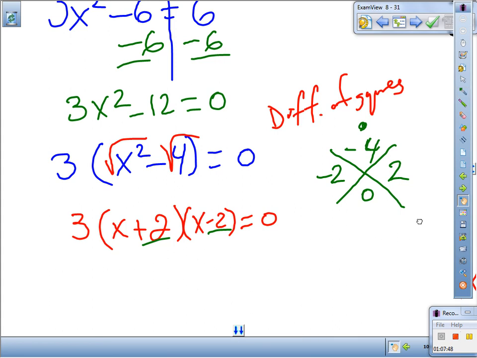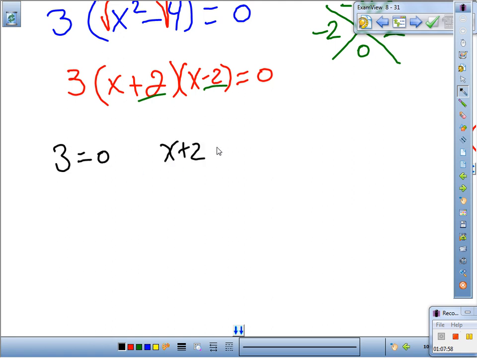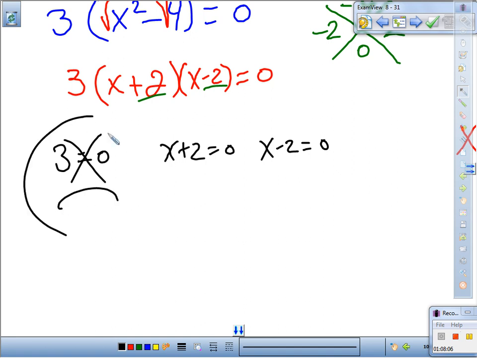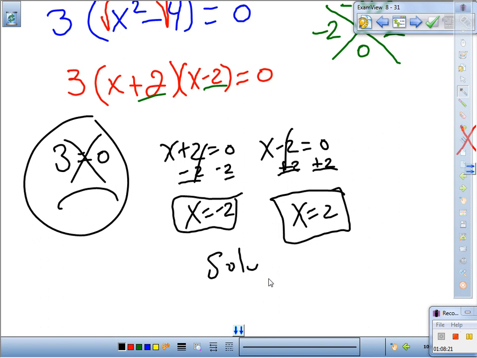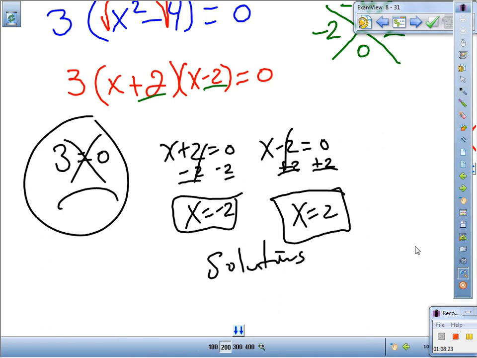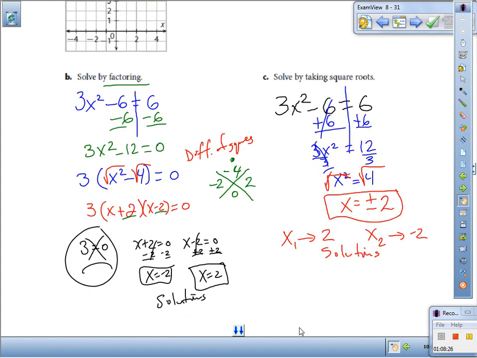All right, let's finish it off. We need to set each one equal to 0, so we write 3 equal to 0, x plus 2 equal to 0, and x minus 2 equal to 0. Is this true right here? No, so we get rid of that. This one, we solve. Minus 2, minus 2, x equals negative 2. Plus 2, plus 2, x equals positive 2. These are my solutions. Did we end up with the same thing we started over here? Yes, same solutions.